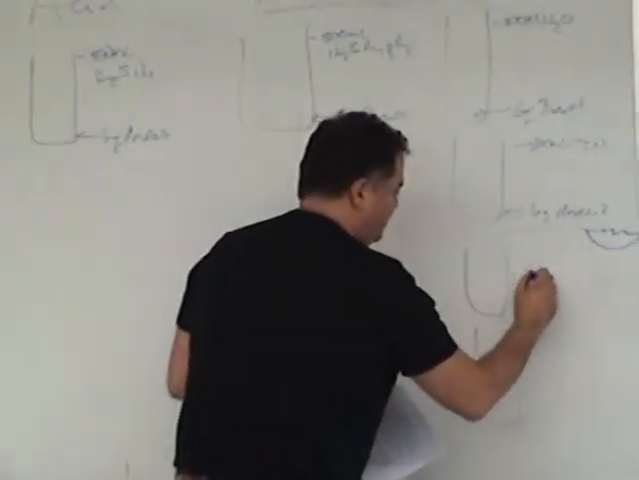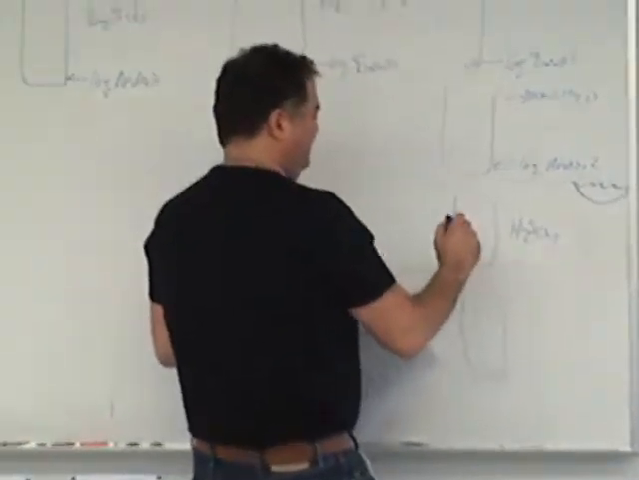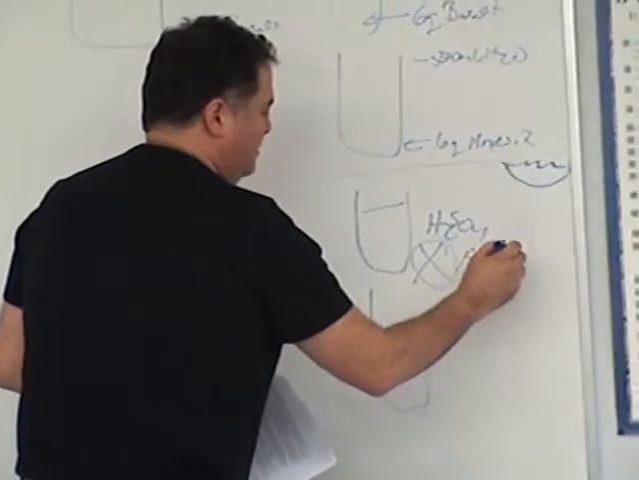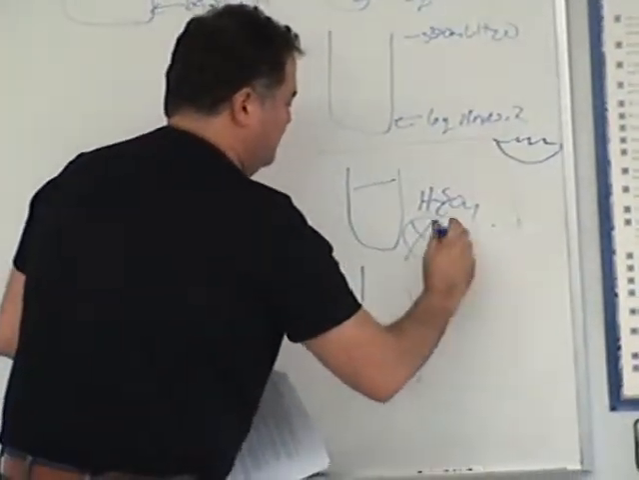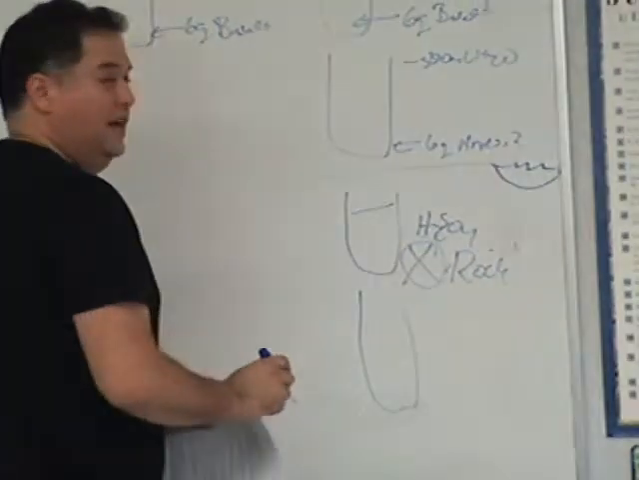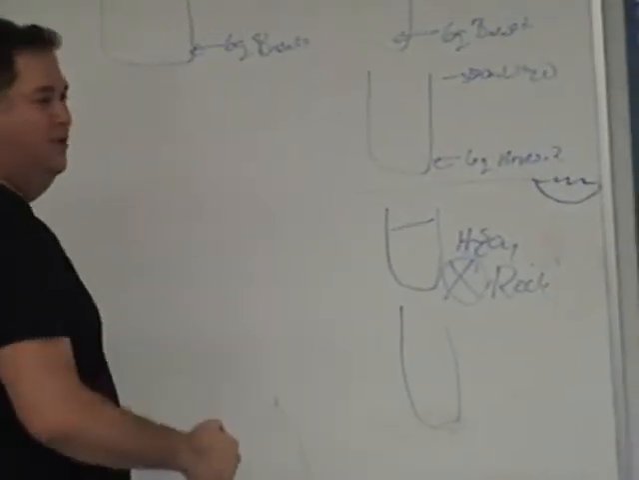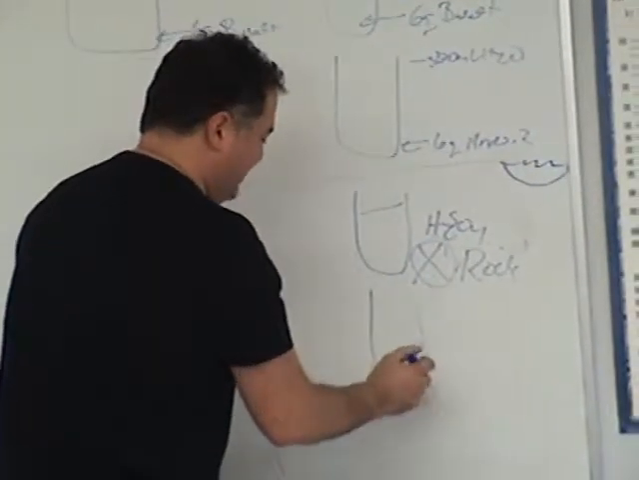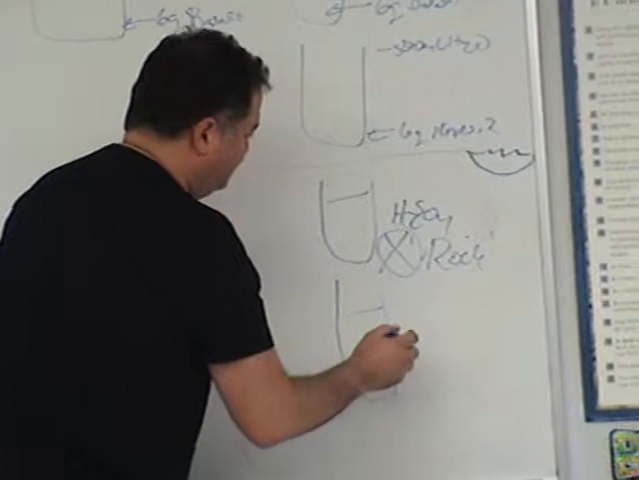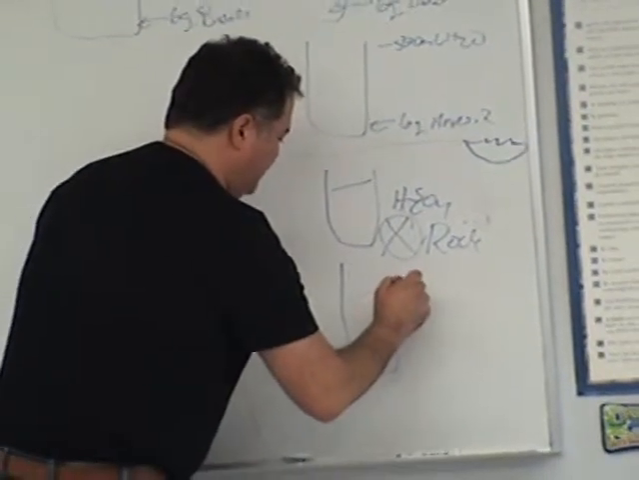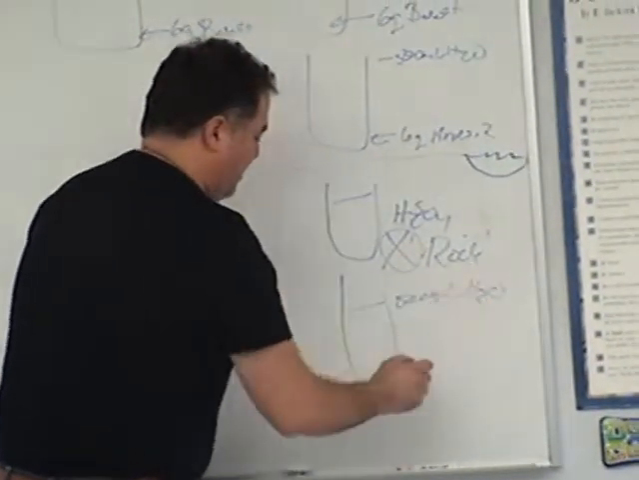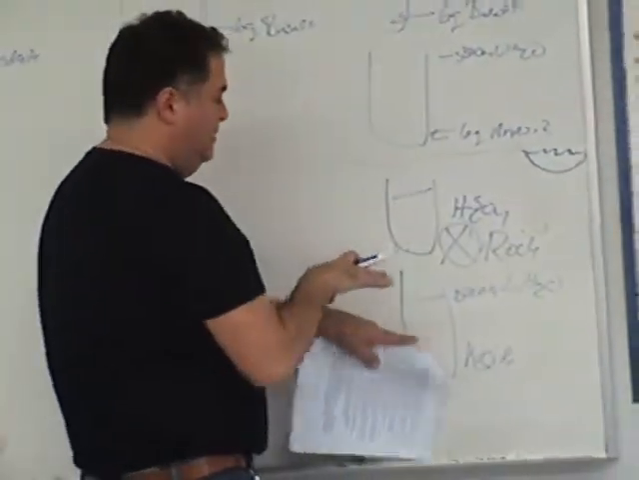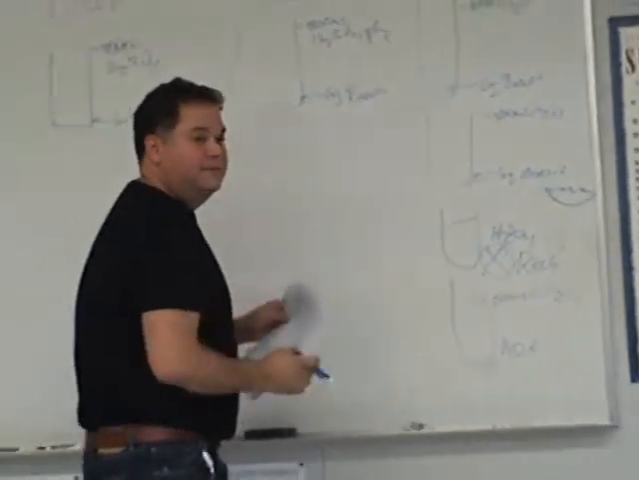This is going to be H2SO4 with no andesite or basalt. No rock. In other words, let's just make sure that this H2SO4 doesn't magically do something on its own. So we're just going to take one and set it there. And then this is going to be 500 mL of just H2O with no rock. So this is the control for your experiment, and this is the control for the other experiments.